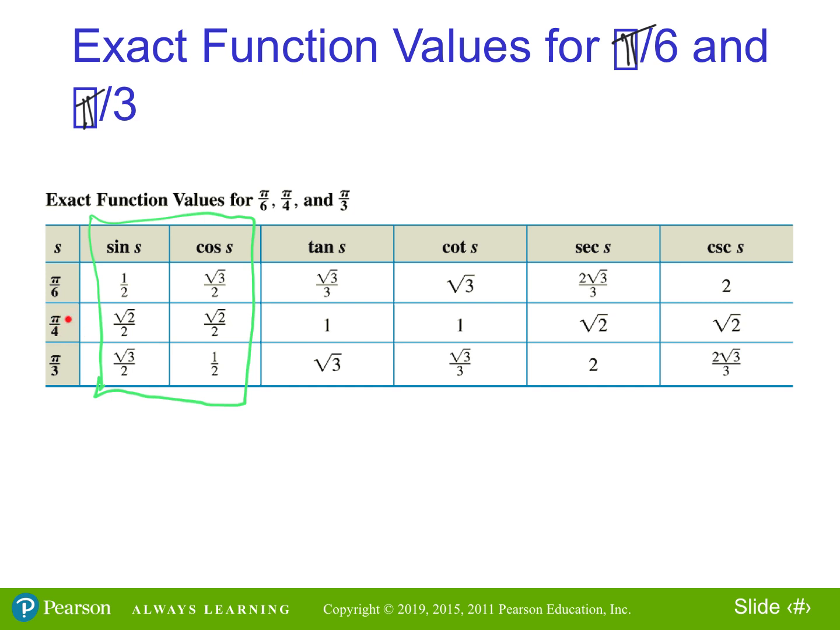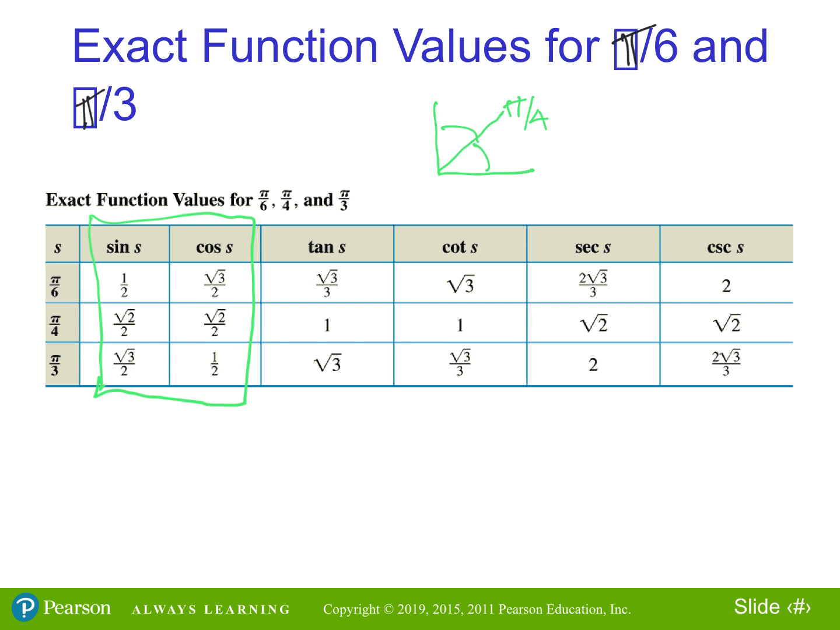Notice anytime we have an increment of pi over 4, sine and cosine are the exact same. And that's because if you look at the first, and really any quadrant, pi over 4 is really 45 degrees. If you look at that first quadrant, that splits it up into two equivalent 45-degree angles. So your x and y values at that point are going to be the same.